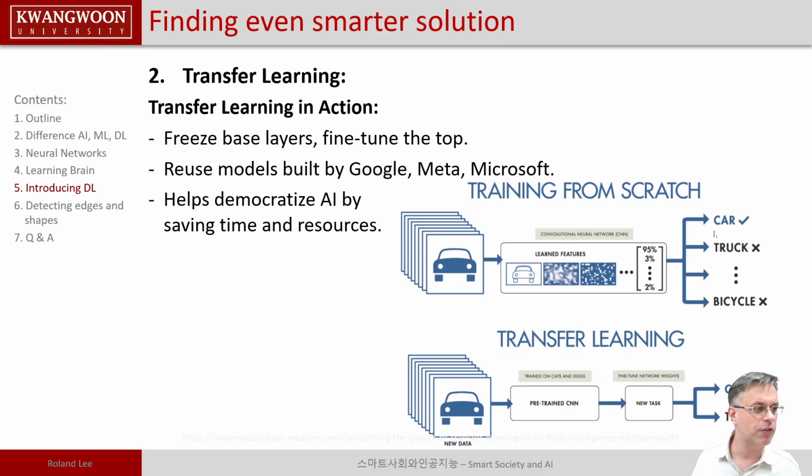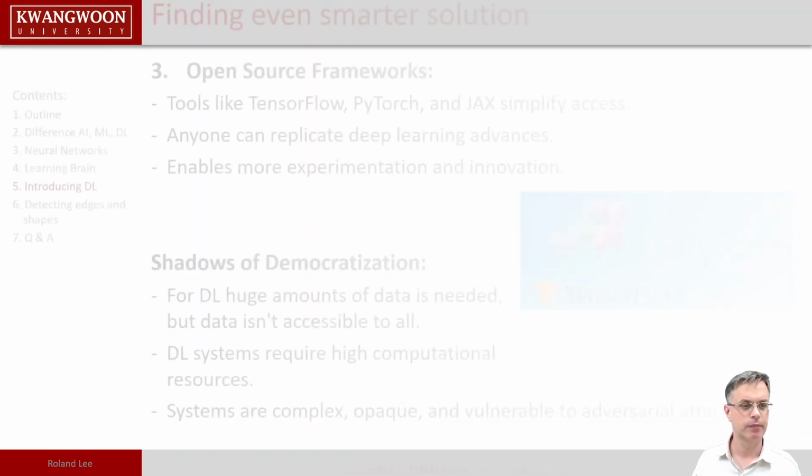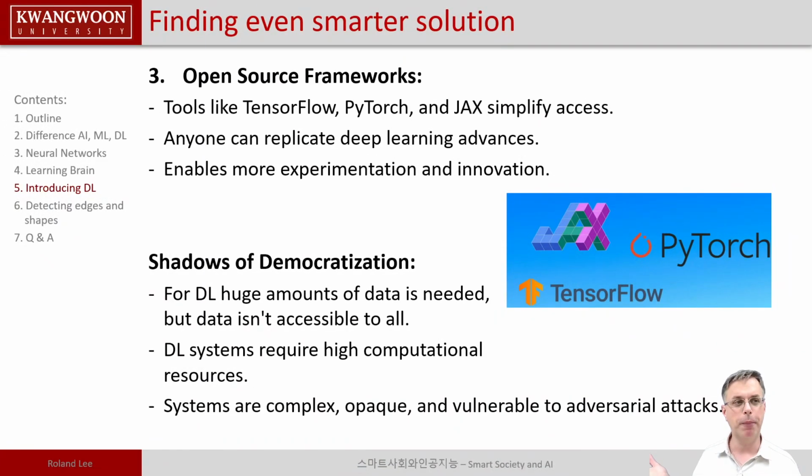Training from scratch takes much more time than transfer learning. Okay, so open source frameworks. Today, networks can be accessible to everyone, including access to tools for creating deep learning networks. It's not just a matter of publicity and publicly divulging scientific papers explaining how deep learning works. It's a matter of programming.